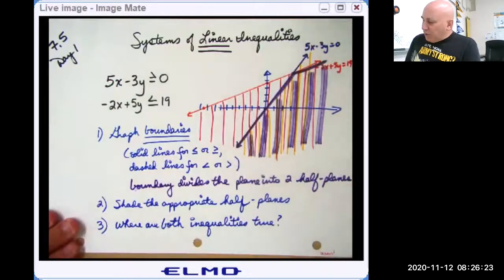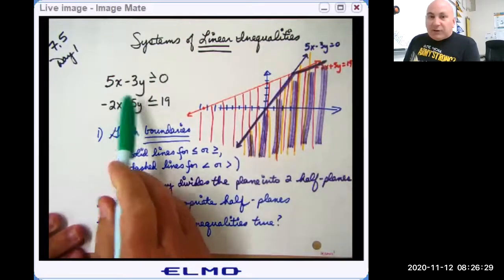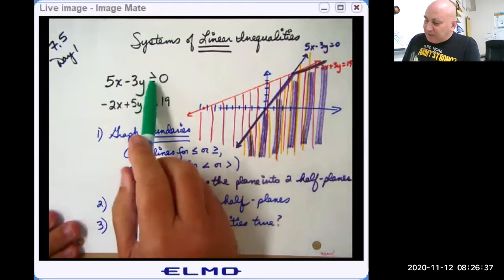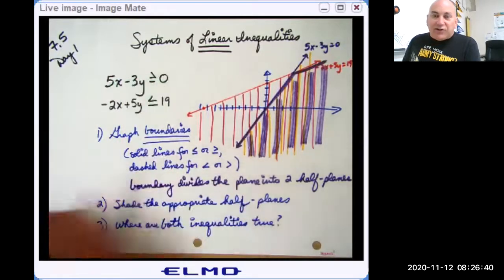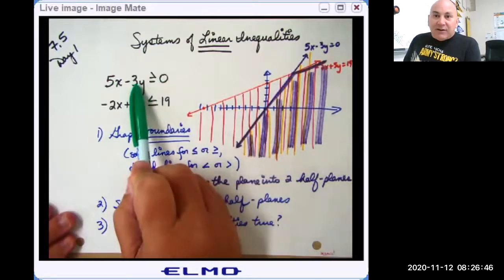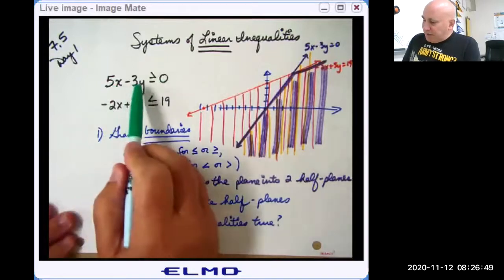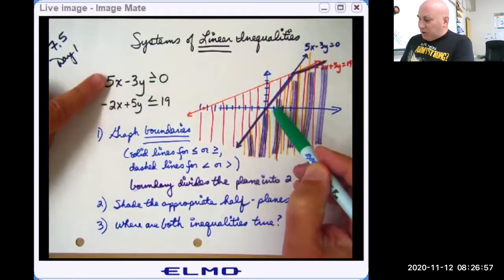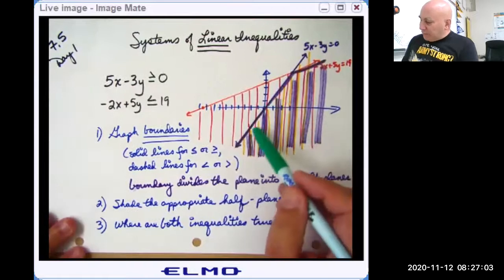Where do we shade? Well, the easiest method is usually just to substitute 0, 0 in and see which side of the line it's on. If 0, 0 satisfies this inequality, then you shade the side of the line that 0, 0 is on. Problem is 0, 0 is on this line, so pick 1, 0. 5 minus 3 is greater than 0, so 1, 0 satisfies this inequality. It must be on the correct half plane. So that's where I shaded in yellow.